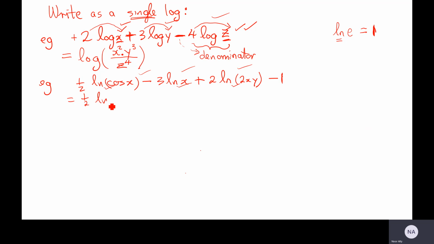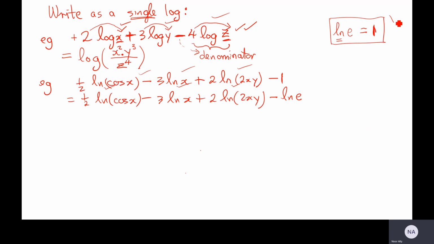That will be a half of the ln of cos of x minus 3 ln of x plus 2 ln of 2xy minus the ln of e. Because what is the ln of e? The ln of e is 1, and that is a property you must not forget. Ln of e is equal to 1.